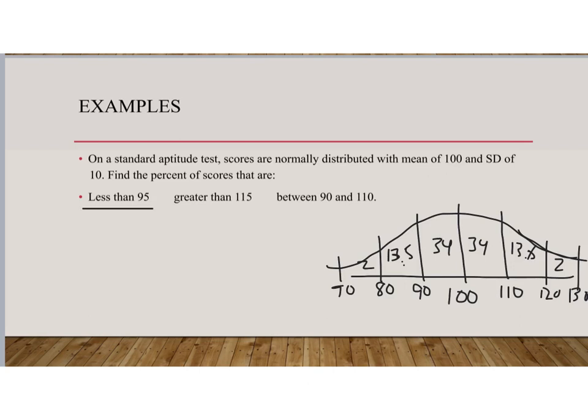So 95 would be right here. Okay, I would convert that. I'm going to standardize that score. So remember, I take the score minus the mean. I divide by the standard deviation. So that's a -5/10, or that's a -0.5. I'm going to look that up on the chart, go down to -0 in the Z column, over to 0.5, and I get 0.3085. That is the percent that would score less than 95. That would be about 30.85%.